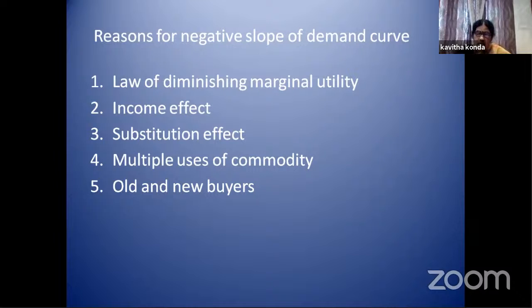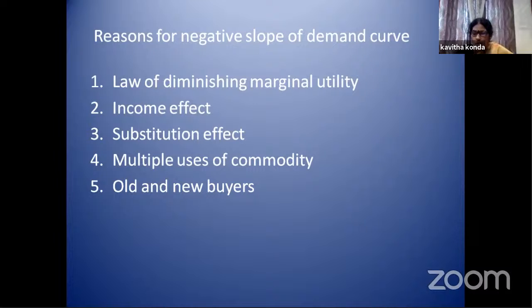And the next one is the income effect. Income effect means the consumer always consumes with his money income. What is the real income? Real income depends on changes in the price. When the price of the commodity falls, what happens? The real income of the consumer increases.